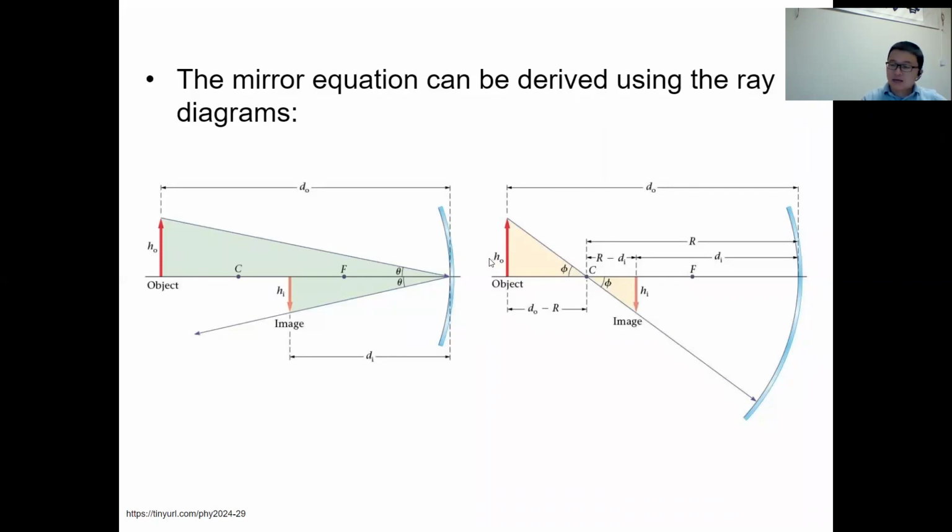Now let's take a look at how we can actually relate DO and DI with the focal length F.